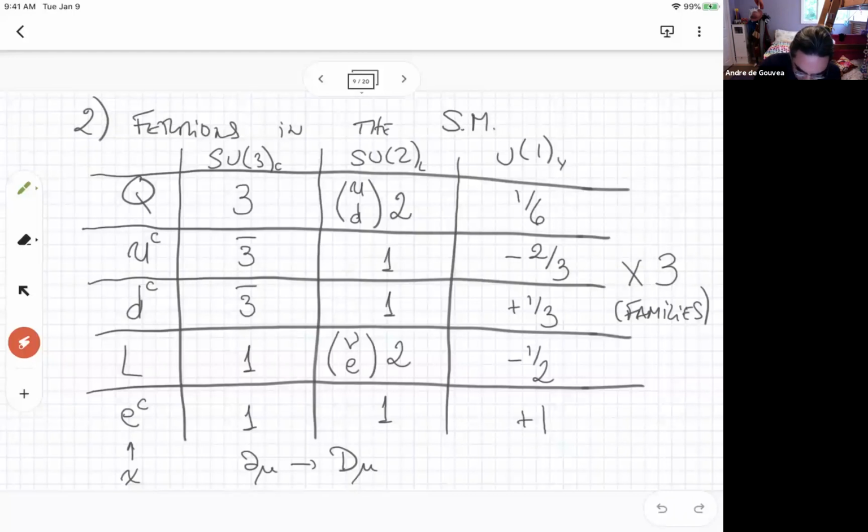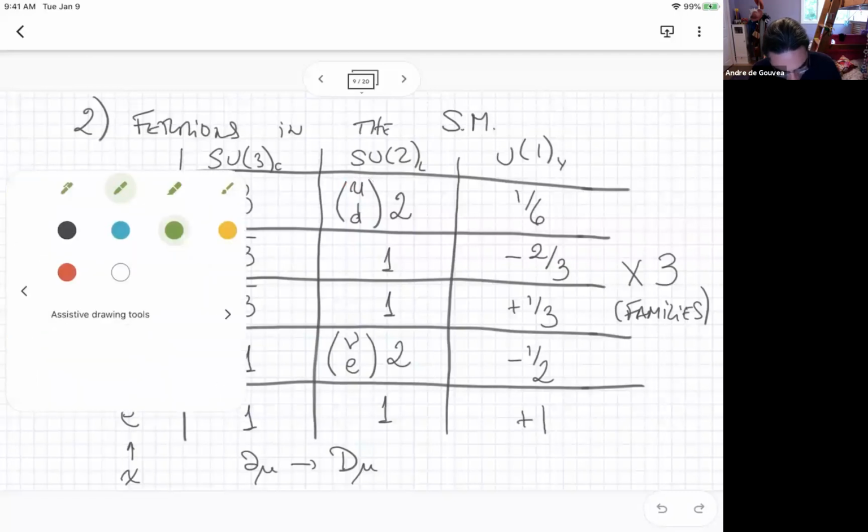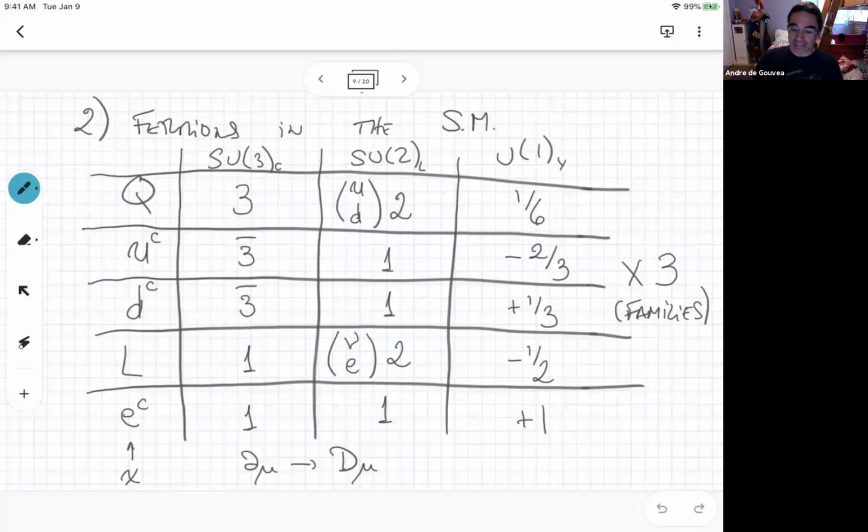Okay, so again, these are all of the quantum numbers that we have. So the Q's are triplets, the UC and the DC are anti-triplets, the L doesn't have any color, the EC also doesn't have any color. From the SU(2) perspective, the L is a doublet. It contains the neutrino and the charged lepton. The Q is also a doublet. It has the up and the down quark. Everybody else are singlets. And then, of course, there are these hypercharge assignments. The hypercharge assignment is chosen, if you remember, in a way that you get the charges right at the end of the day. Okay, so this is the Standard Model.